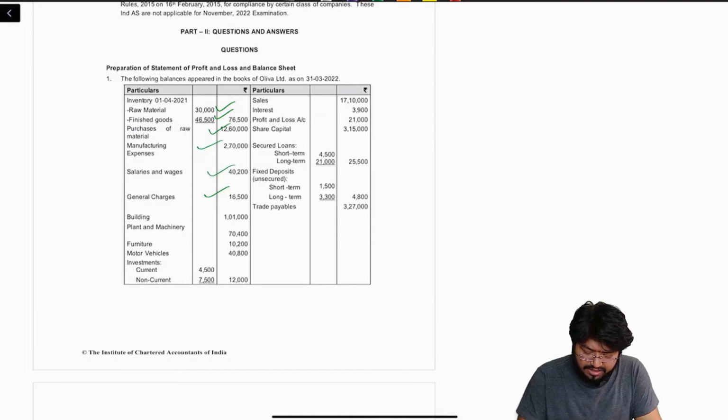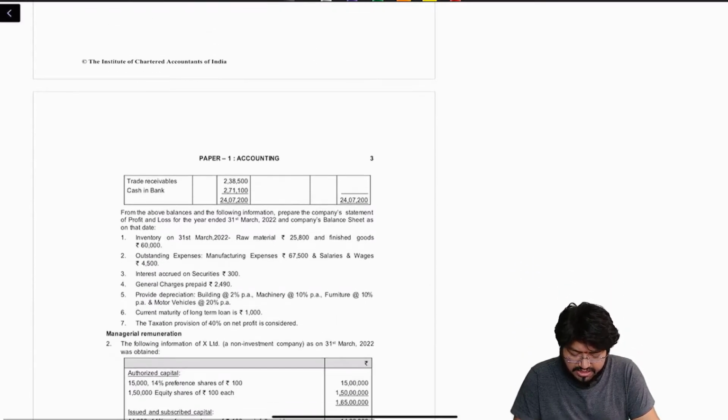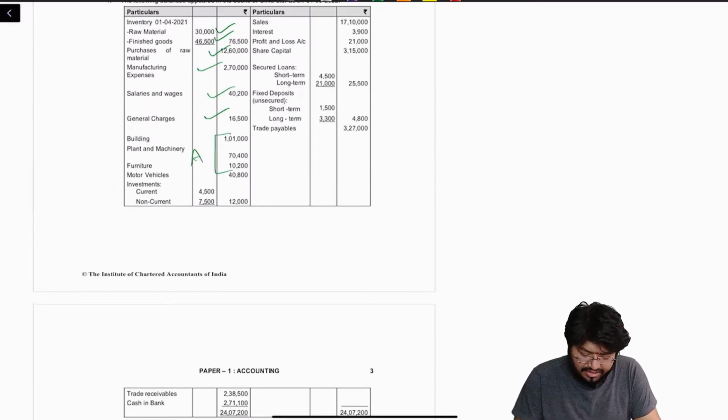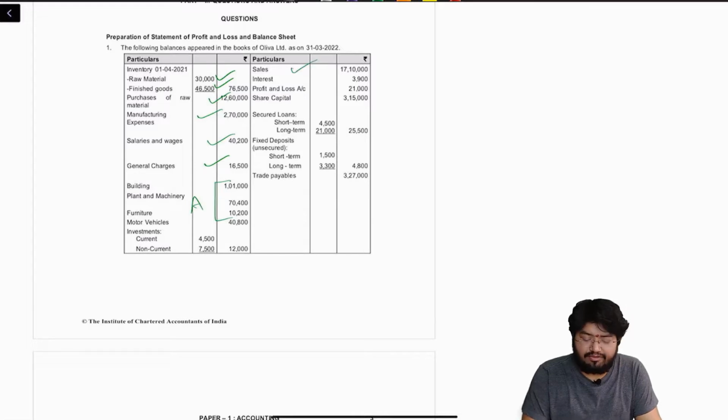Building, plant and machinery, furniture, motor vehicles, all these are going to be shown as assets. Now you need to check whether depreciation has been charged or not on it. As we read the question, let's understand that. Okay, and then investments are given, current and non-current. You would show them as part of your investments. And then sales, that is revenue, is where you are going to show. Interest is there, you would show it as part of your other income.